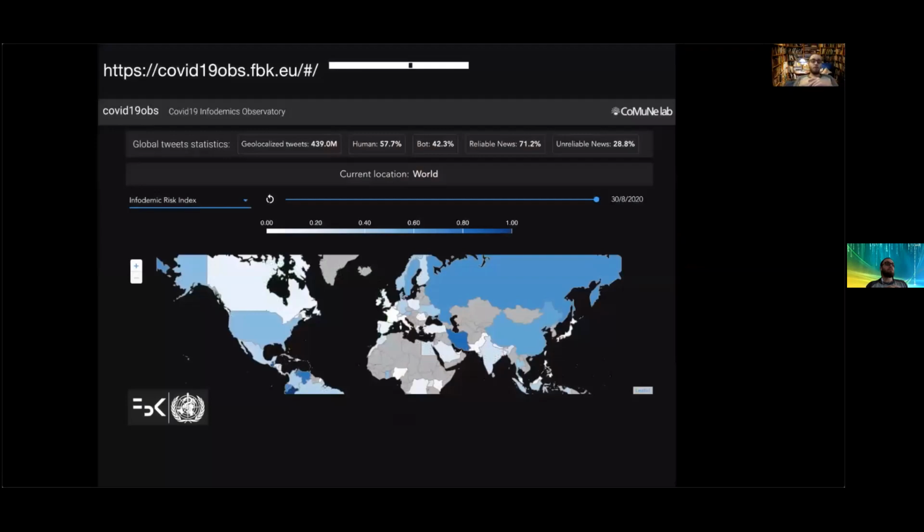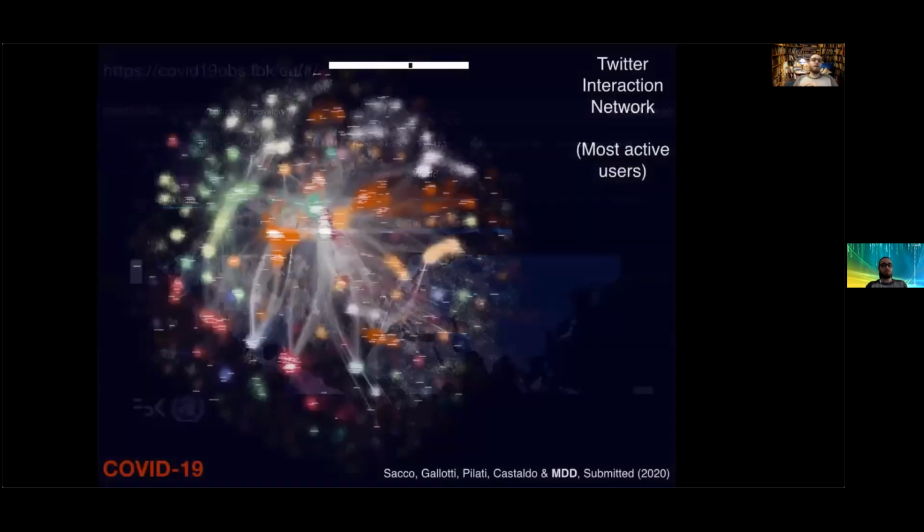And what we have done was to start collecting a lot of data. This slide is a bit old, but nowadays we have almost 1.5 billion tweets collected since mid-January 2020 about COVID-19 and related terms. In this way, we devised a way, based on network science but also machine learning, to understand and to label the sources that were circulating online in this period.